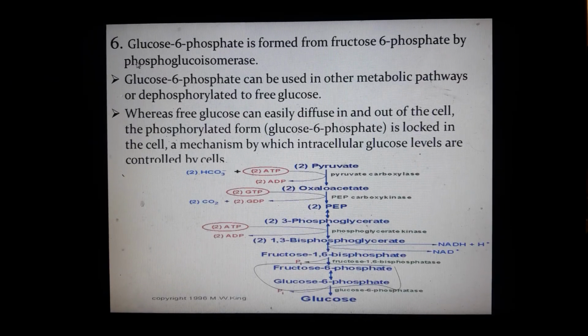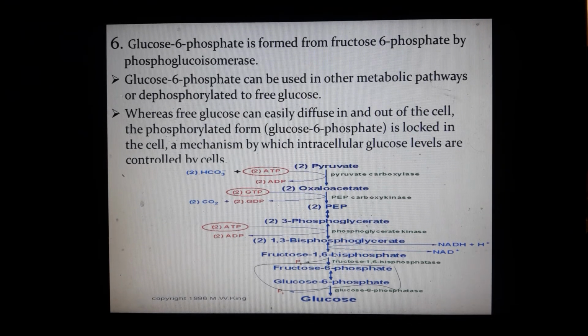Okay? Next, number 6. So we have the product glucose 6-phosphate formed from fructose 6-phosphate by the phosphoglucoisomerase. This is already the reverse of step number 2 of glycolysis. Okay? So glucose 6-phosphate can be used in the metabolic pathways or dephosphorylated to free glucose. Free glucose can easily diffuse in and out of the cells. The phosphorylated form, glucose 6-phosphate, is locked in the cells, a mechanism by which intracellular glucose is controlled by cells.